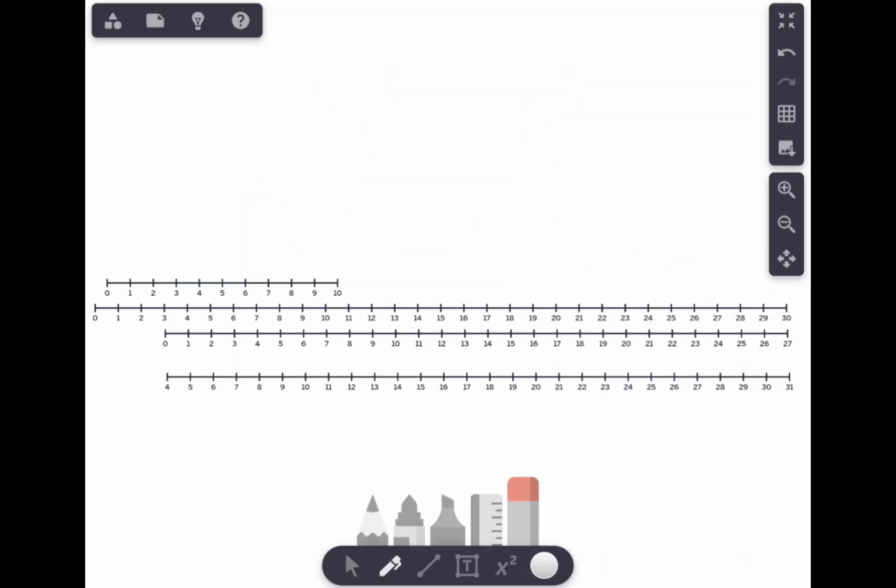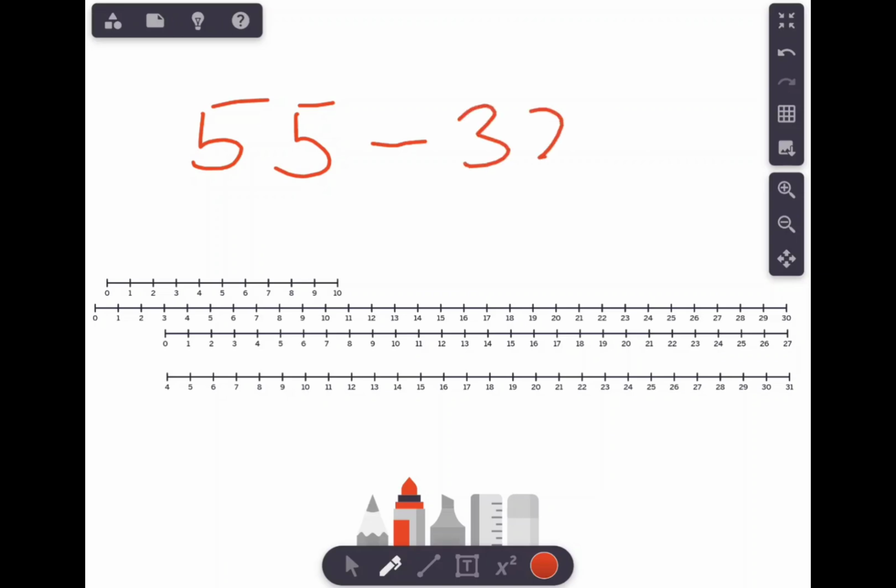And this also ties into what we call relational thinking. For example, if you know that 30 minus 3 equals 27 minus 0, you don't have to calculate. You just intuitively know that, and you can see that the difference doesn't change when both numbers are adjusted by the same amount. Let's try another example, 55 minus 32.